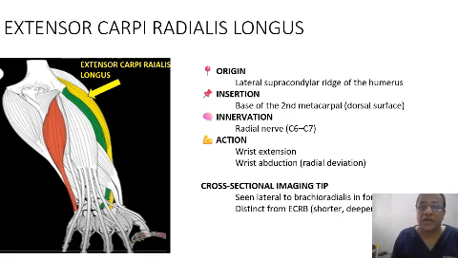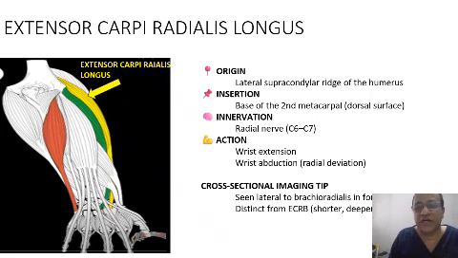On MRI or cross-sectional CT, ECRL lies lateral to brachioradialis and superficial to ECRB, extensor carpi radialis brevis. It appears as a fusiform muscle in the proximal forearm, tapering into a long tendon distally. Recognizing its position is helpful when evaluating soft tissue injuries or planning radiotherapy fields for forearm tumors.